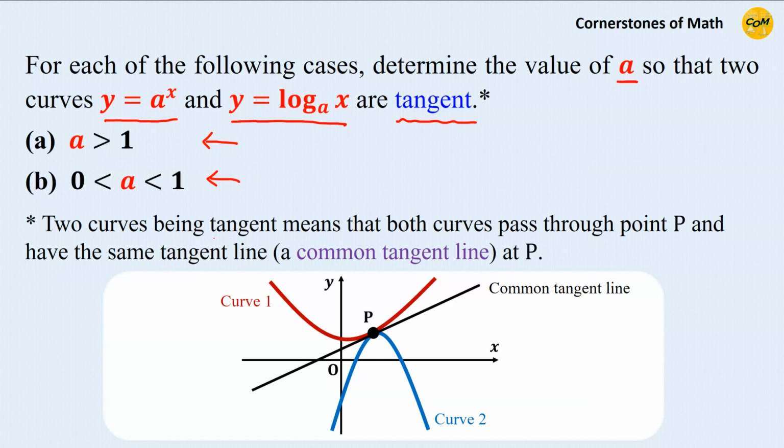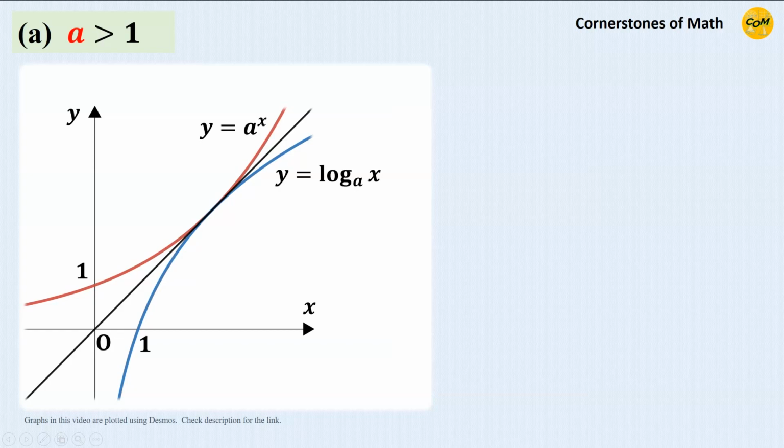Here, two curves being tangent means that both curves pass through point P and have the same tangent line, also known as common tangent line, at P. Seems like a plausible definition, so let's move on to the problem. Alright, so the first case, when a is greater than 1.